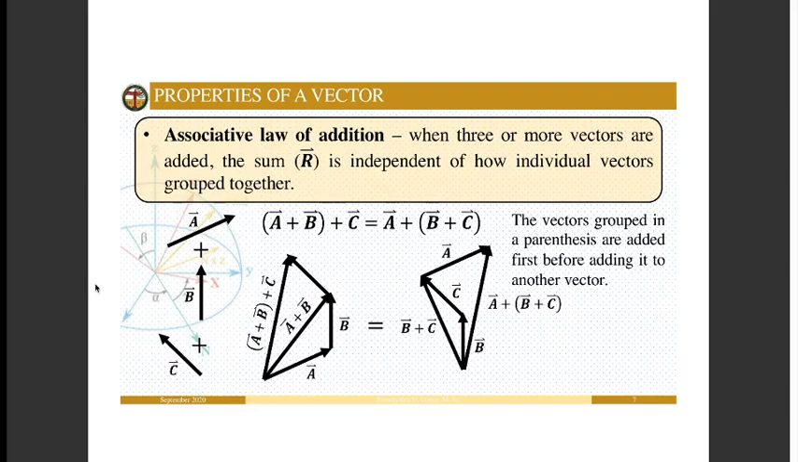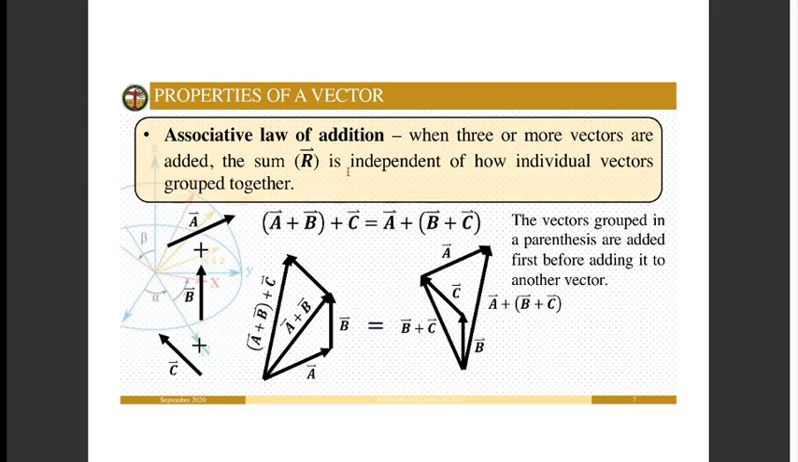Now, the sum of 3 or more vectors, the sum or the resultant, is independent of how the individual vectors are grouped together. So for example, I have three vectors A, B, C, and I want to add them. You can see here, I will add them by grouping first A plus B. Meaning I will add A and B first, then the resultant of A plus B, I will add to C. That is the total resultant, or the vector sum of the 3 vectors.